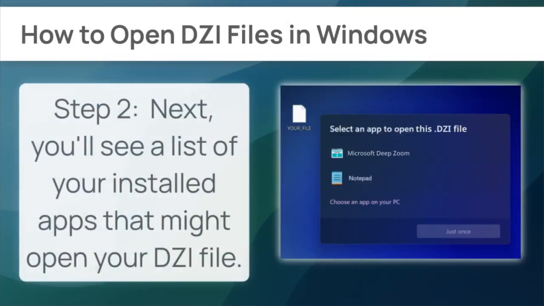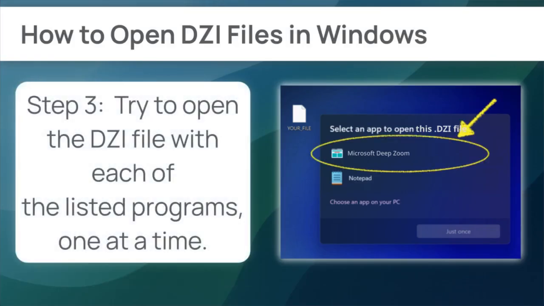Right-click the DZI file and click Open With. Test Microsoft Deep Zoom first. If it's unavailable, choose another program. The right key is on your PC.